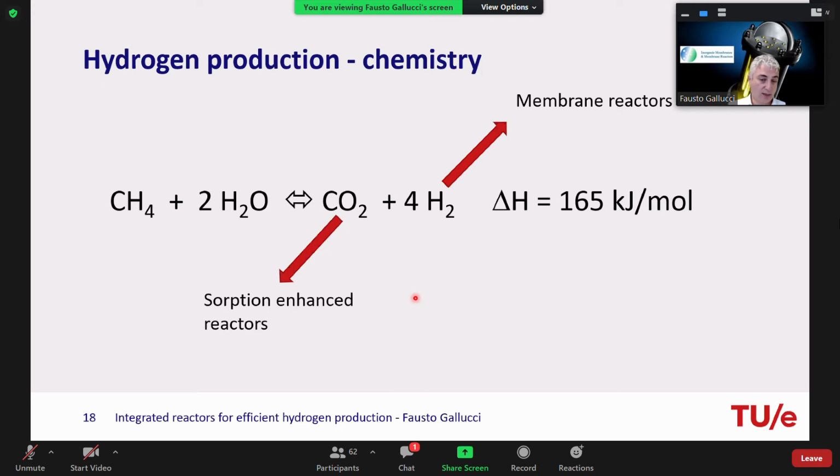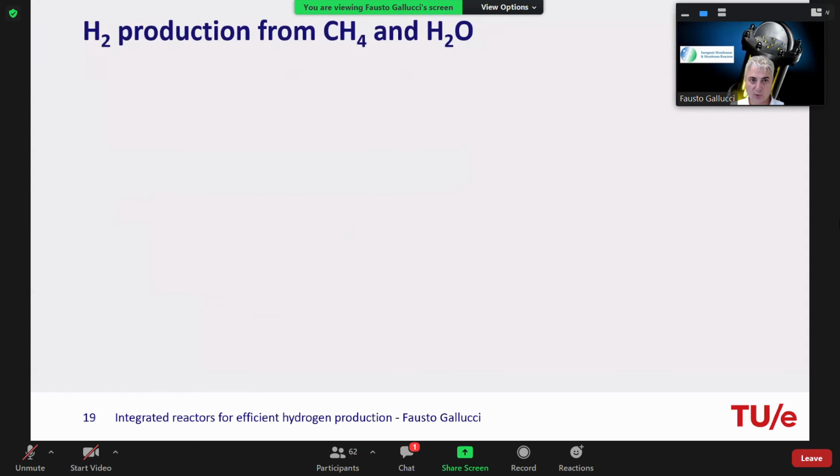So if you need the pure CO2, you have to additionally separate the CO2. And the CO2 remains normally at high pressure and the hydrogen remains at low pressure. Now, let's start with the first one, which is the sorption-enhanced reforming.